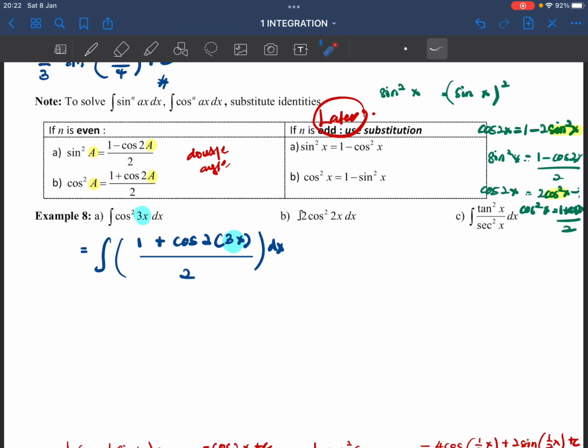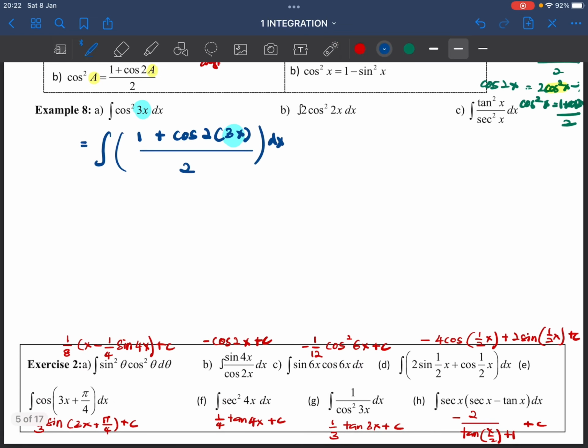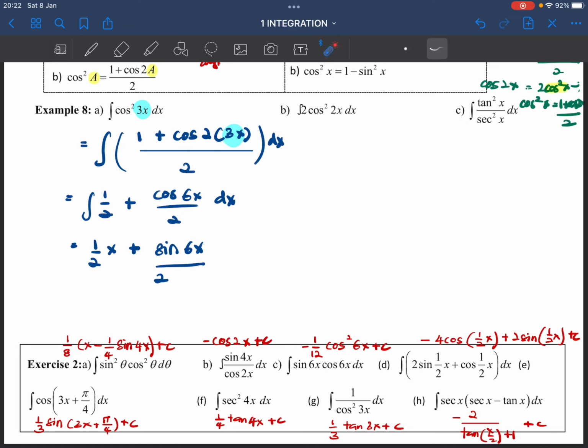But remember, we have not integrated yet. We just changed our question so that we can integrate. So now we are going to integrate. Simplify: we have integrate 1 over 2 plus cos, here we can multiply, 6x over 2 dx. So now we can integrate. We have 1 over 2x plus, integrate cos, we get a positive sign, sin 6x. Don't forget, differentiate 6x will get 6, so divide by 6, plus c.